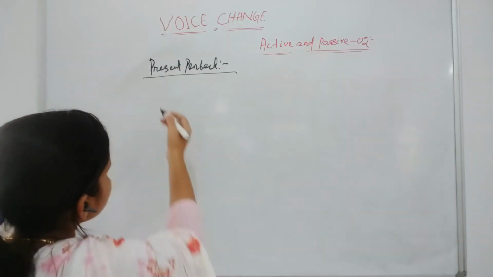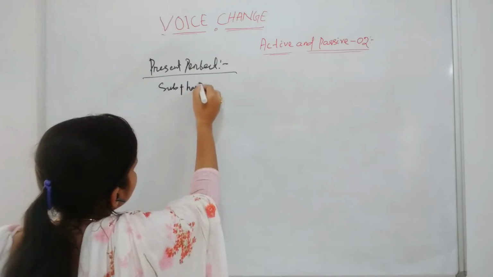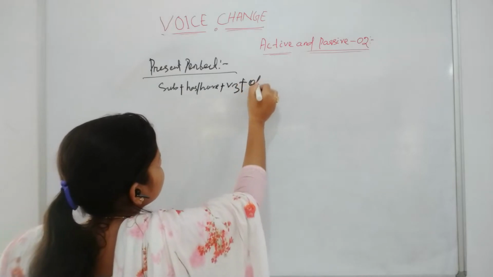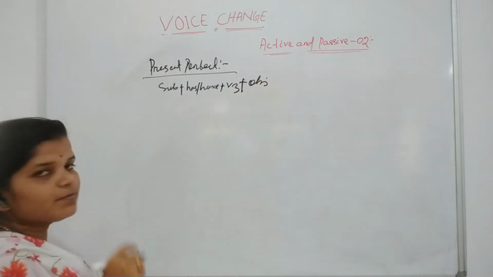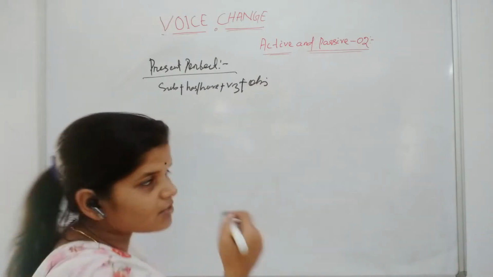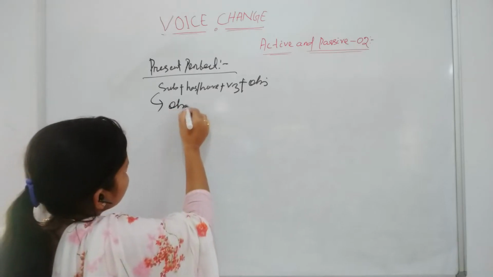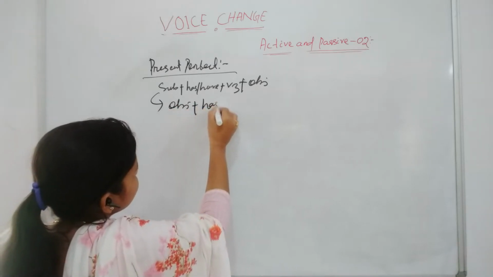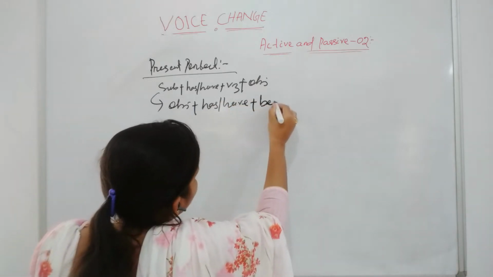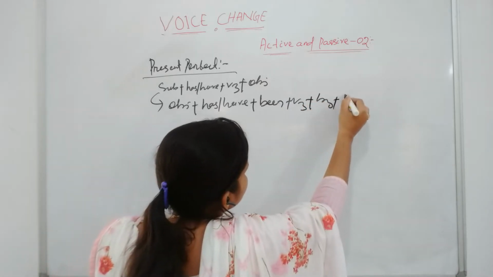Present perfect active structure is subject plus has/have plus V3 plus object. Whereas when converting active to passive, the structure is object plus has/have plus been plus V3 plus by plus subject.